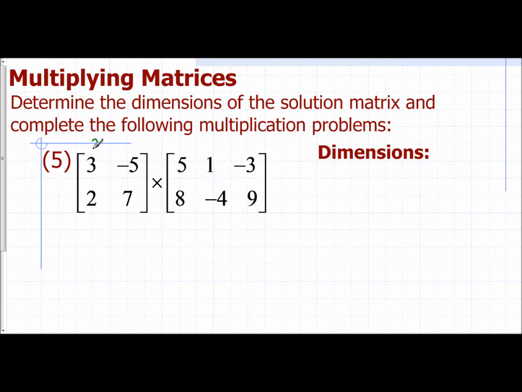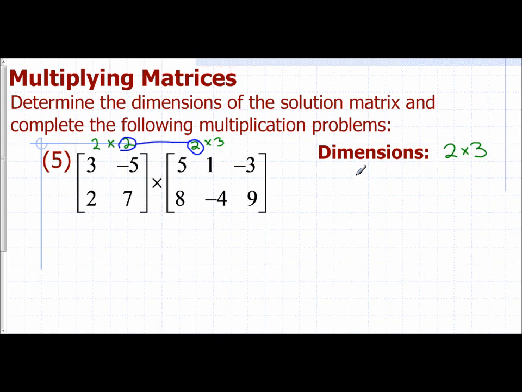matrix. This is a 2 by 2 matrix. And then look at the dimensions of the second matrix. This is 2 rows by 3 columns. If the insides match, which they do, then the end result matrix, the actual product, is going to be the outside numbers. So our end result, the dimensions of the final matrix, is a 2 by 3 matrix.